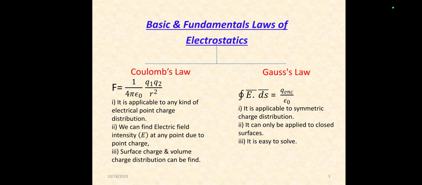For Coulomb's law, second point, we can find the electric field intensity, that means capital E, at any point due to a point charge. For Gauss's law, second point, it can only be applied to closed surfaces. Third point, for Coulomb's law, surface charge and volume charge distribution can be found. And for Gauss's law, it is very easy to solve the surface charge and volume charge distribution. Okay, so this is nothing but the basic and fundamental difference between Coulomb's law and Gauss's law.